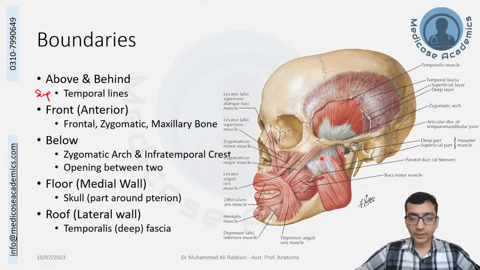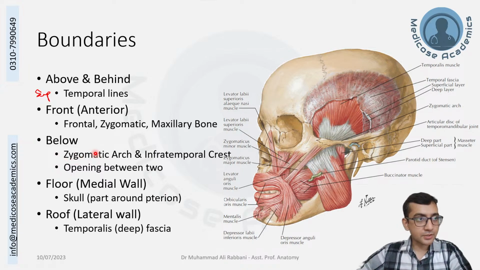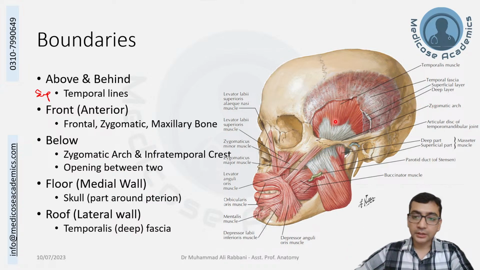Okay, so inferior one, below: the zygomatic arch on the lateral aspect, the infratemporal crest on the medial aspect, and an opening between the two that makes the direct communication between the two fossae. That is the opening through which the temporalis muscle is coming down to get attached to the coronoid process.